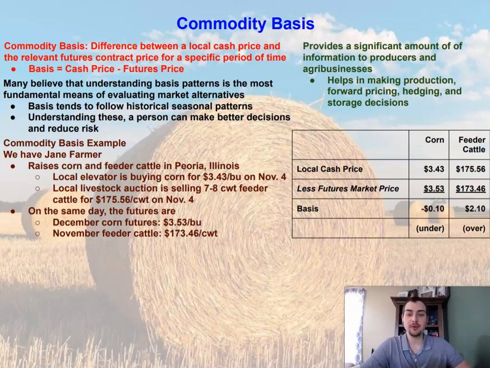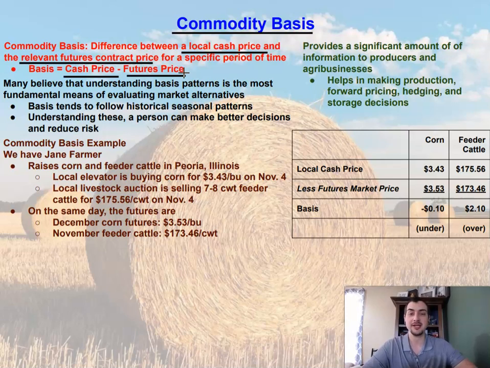A relatively simple concept, but an important one for the futures market, is known as the commodity basis. So what is this commodity basis? The commodity basis is the difference between the local cash price and the relevant futures contract price for a specific period of time. So how do we calculate the commodity basis? We take the cash price minus the futures price. It's that simple. We simply take the cash minus the futures to come up with the commodity basis.